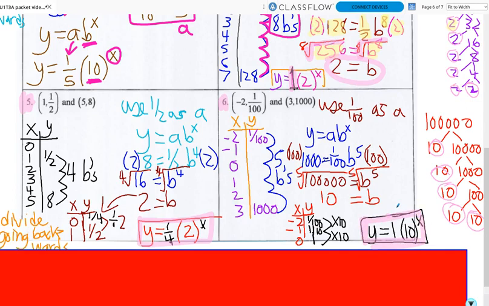I thought it was a decay factor, but it's not, because to get from 1 over 100 to 1,000, I am multiplying by 10 5 times. So 10 is still a growth factor, and so my final equation is y equals 1 times 10 to the x power.